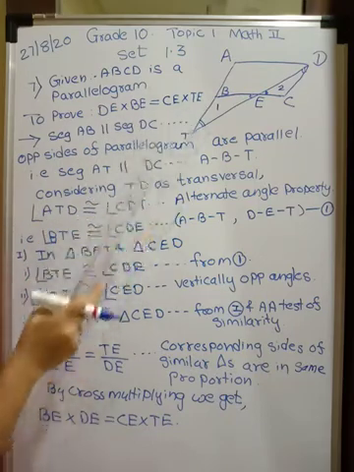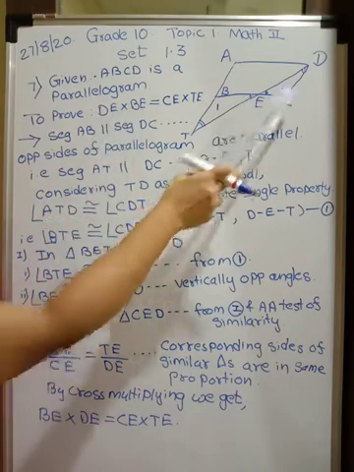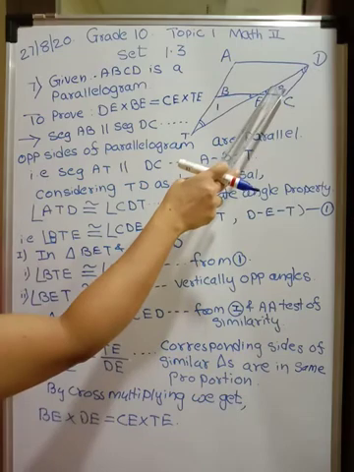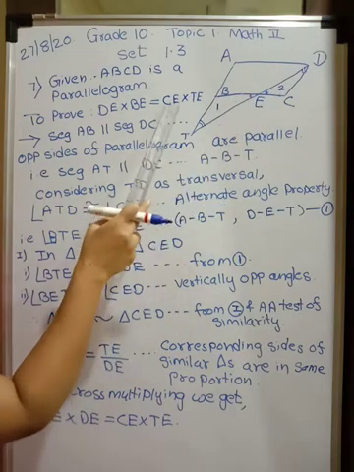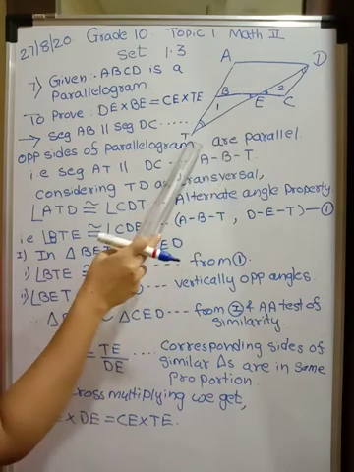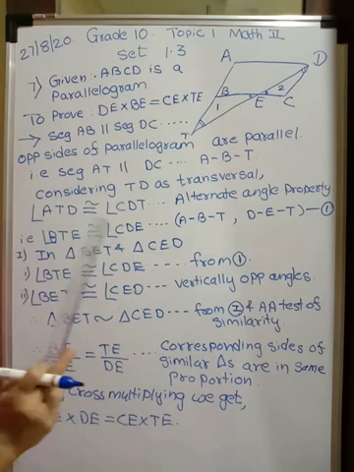That means while writing the sides in proportion, we should be considering the DE side. DE, that means this side, and BE, this side. So these two sides and CE and TE. So two proportions we have to write using these sides. So see now what I have written.